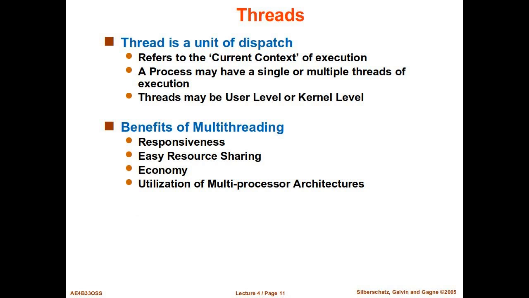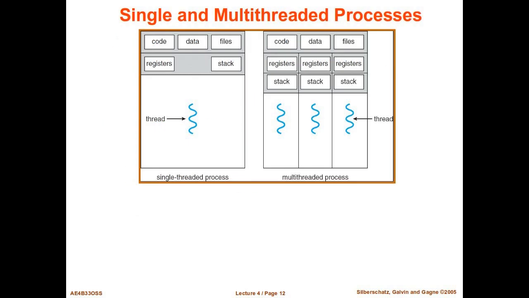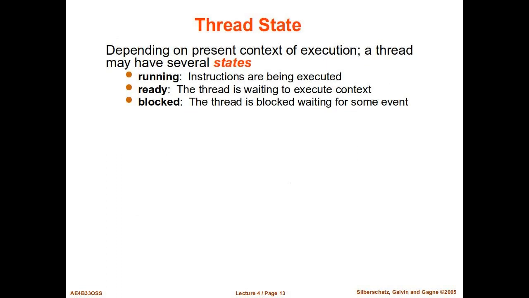Since threads share all the resources of the program, it is easy to share resources. It is economical to create or terminate a thread as compared to a process. Threads are more responsive and can better utilize multiprocessor architectures. Here is a look at single and multi-threaded processes. As you can see, threads share resources like code, data, files, memory, etc., but have their own context in terms of stack and registers.